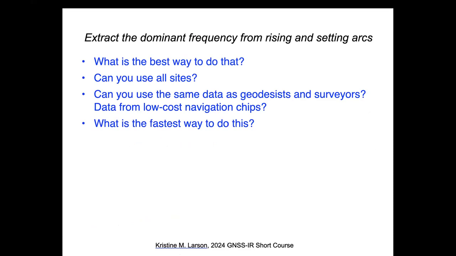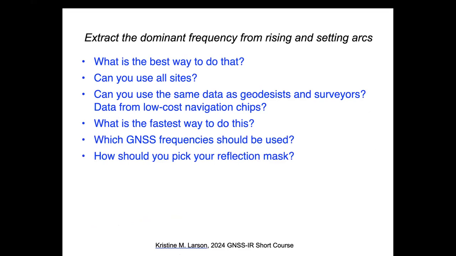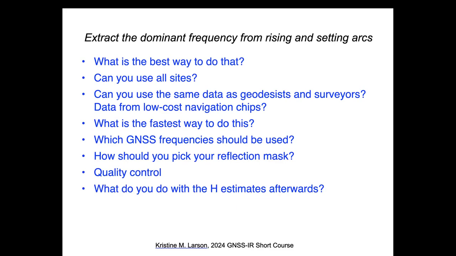That may be relevant. There are ways to do things better, but they're slow. They're extremely slow. What frequencies should be used? How should you pick your reflection mask, by which I mean the area over which your reflectors are going to be used? What kind of quality control are you going to impose on these measurements? And what do you do with these H estimates, the height of the antenna above the surface? What are you going to do with them to turn them into tides or lake levels?